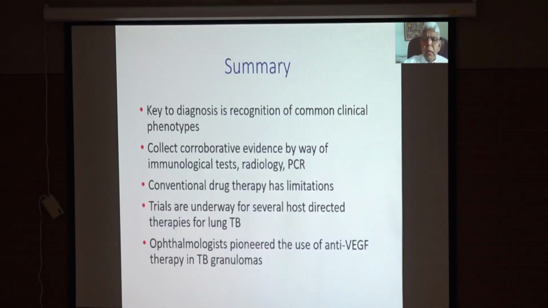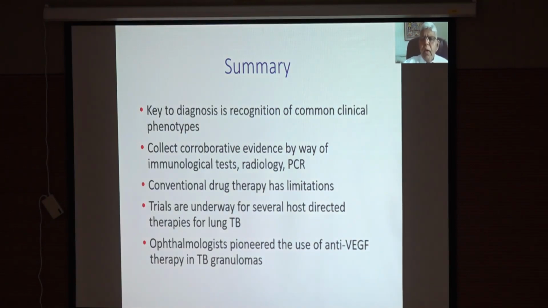So to summarize, the key to diagnosing uveitis is to recognize the common clinical phenotypes, and I have shown you the clinical phenotypes and the presence of these in the history of uveitis. We collect corroborative evidence, no doubt. Individually they may have some sensitivity, but collectively we like to gather as much information as possible.